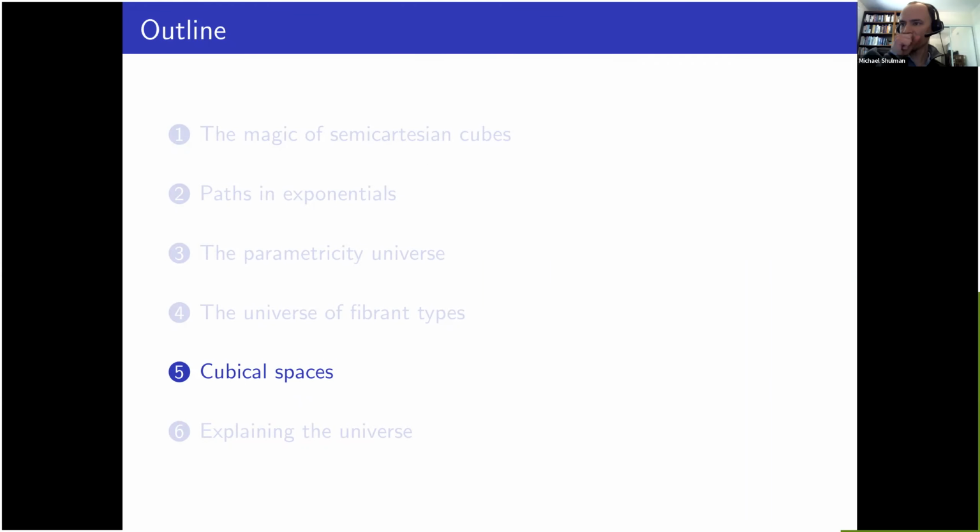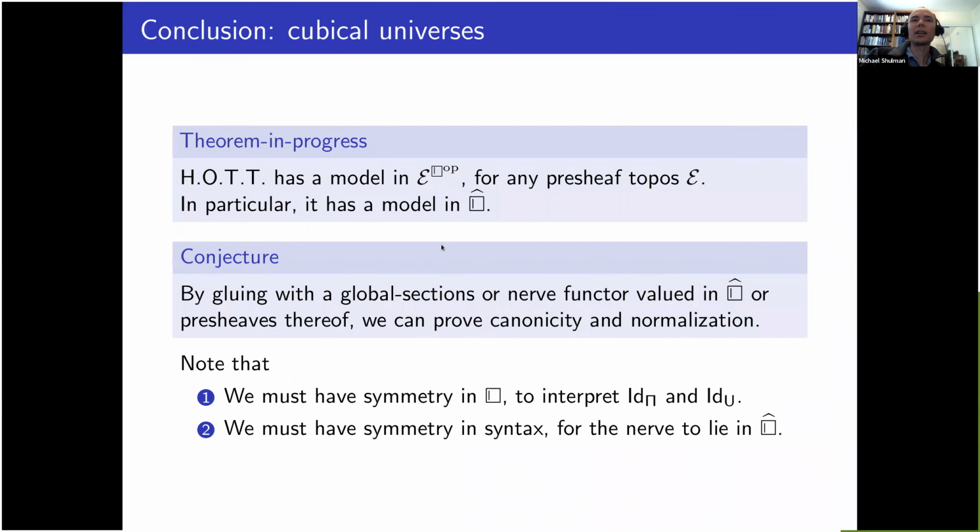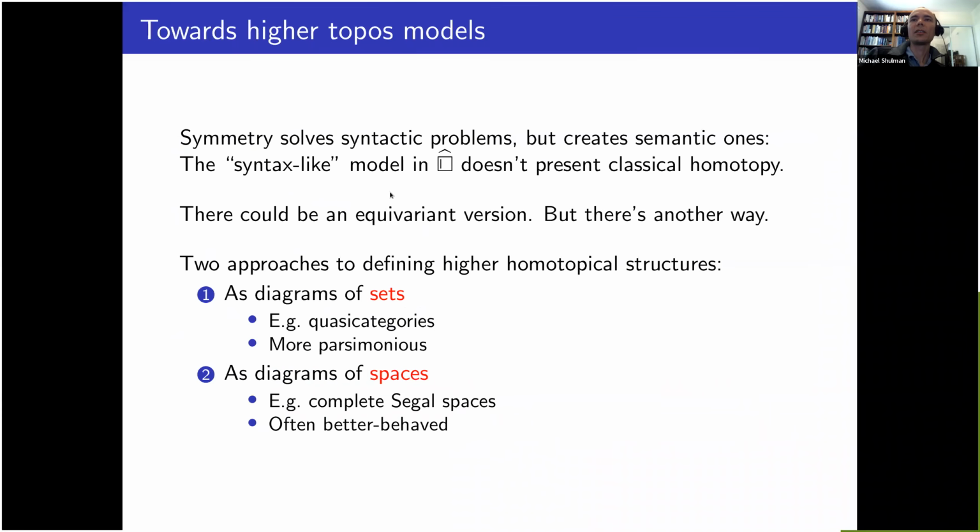All right, excuse me. I've just got five or a little bit more than five more minutes, so I just want to say a little bit about models in higher toposes. One way that we could proceed to build models in higher toposes is to try to take diagrams in these cubical sets and so on. This syntax-like model that I talked about before doesn't treat the symmetries equivariantly, and so we don't expect it to model classical homotopy theory.